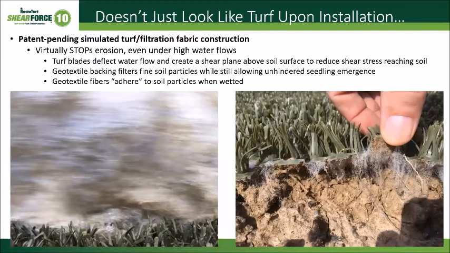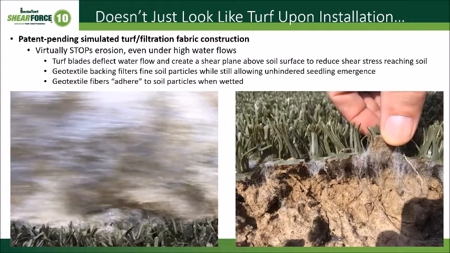These products don't just look like turf, but the real beauty of the product is the way they perform. There are three mechanisms at work here. One is the simulated turf itself. It acts like natural turf in that it forms a shear plane above the fabric and soil surface. That prevents a lot of the erosive force from reaching the fabric and soil below it, so it reduces the erosive action on the soil itself.